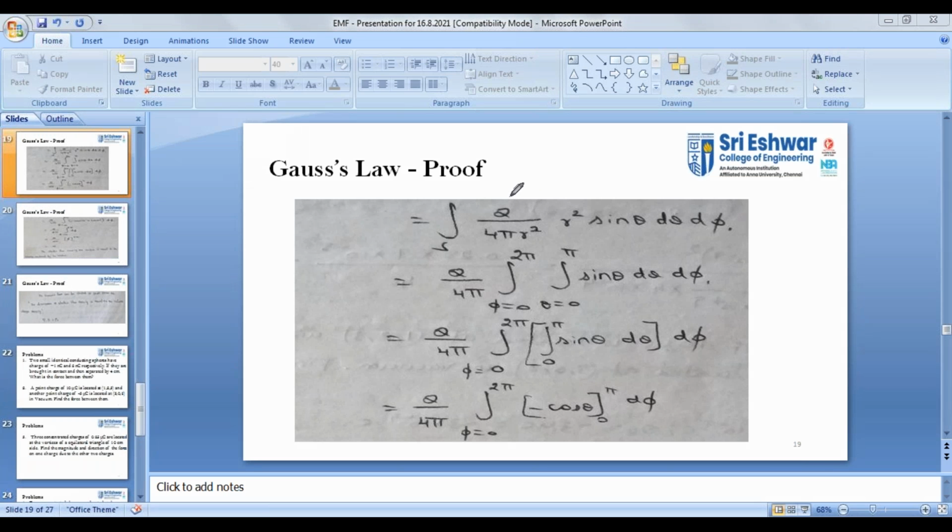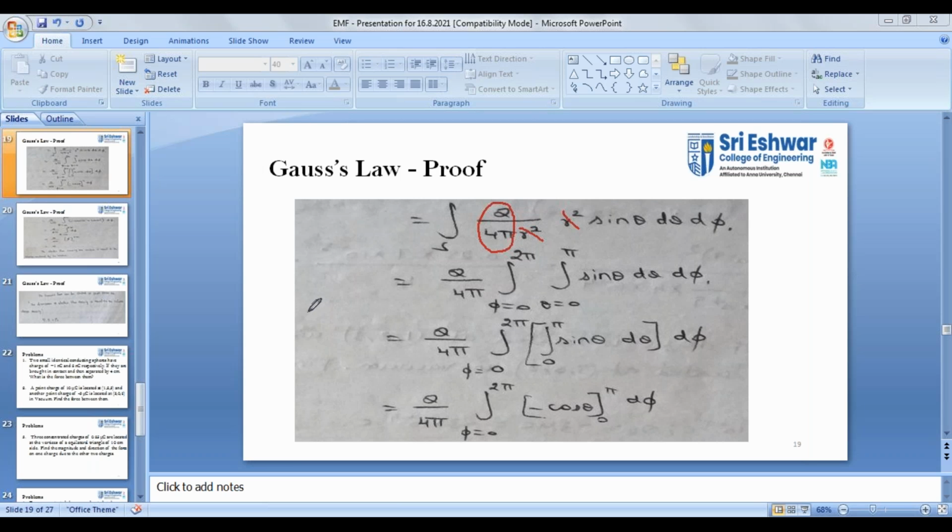See here, this q by 4 pi I am taking out as common. This r square with this r square cancels. Remaining is what I have written here. This is surface integration, so 2 integrations will come. Sine theta d theta d phi is there. Integration limit of theta is from 0 to pi, of phi it is from 0 to 2 pi. First I have to integrate with respect to theta. So if I integrate sine theta with respect to d theta, what will happen? Integration of sine is minus cos between the limits 0 to pi.